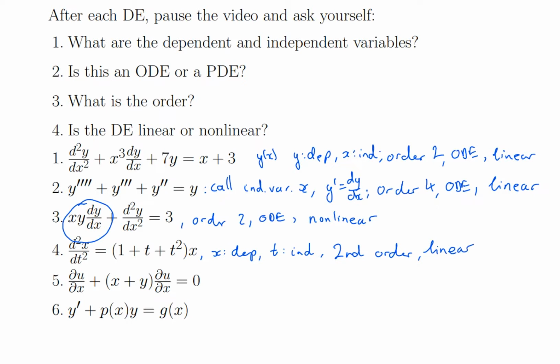Here the dead giveaway is the curly d there for partial derivatives. So this is a PDE. x and y are the independent variables. u is the dependent variable. It's first order because I just see first derivatives. Now we didn't talk about how a PDE could be linear or nonlinear, but you can see that each term is just a function of x and y times the derivative of u. So this one is in fact linear.